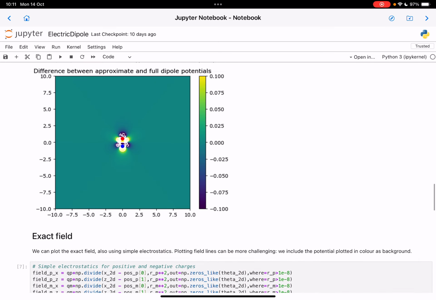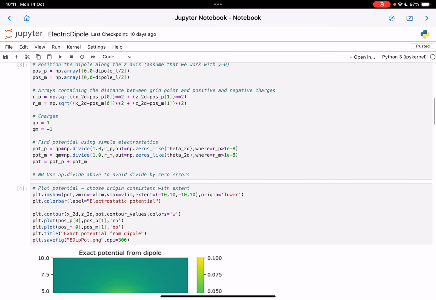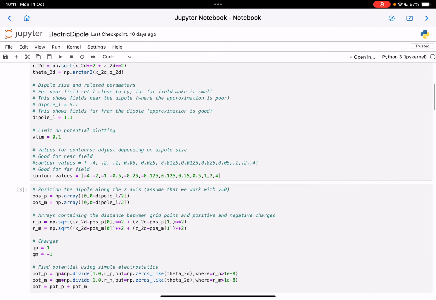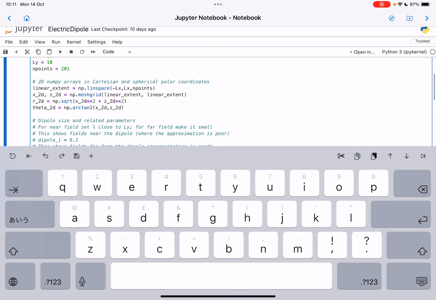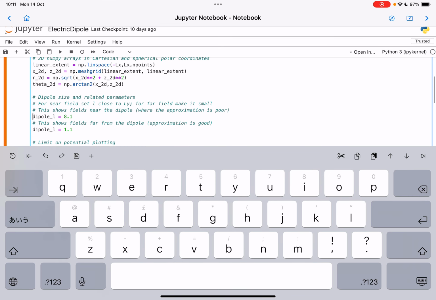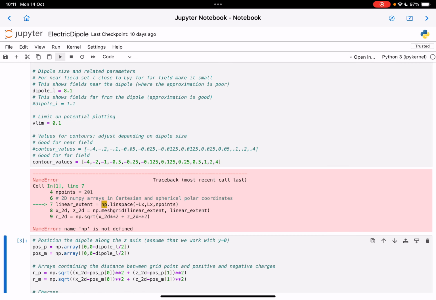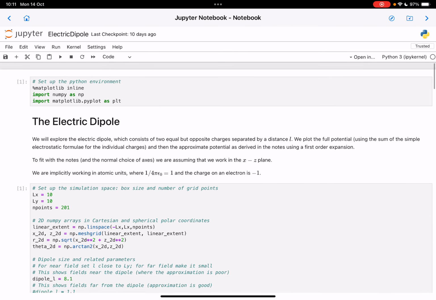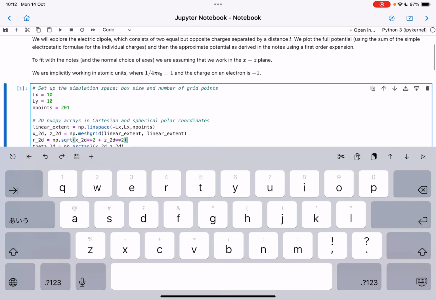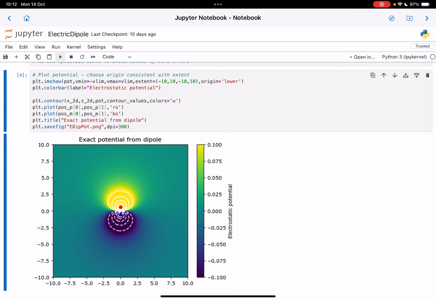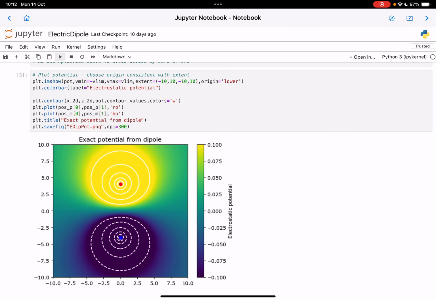So let's go back up and redefine the size of the dipole, and let's change that to 8. So that's quite a large fraction of the cell. And let's rerun this. Oh dear, okay, it restarted itself. Let's run from the beginning. So now let's rerun this and plot it. Right, we've zoomed right in.